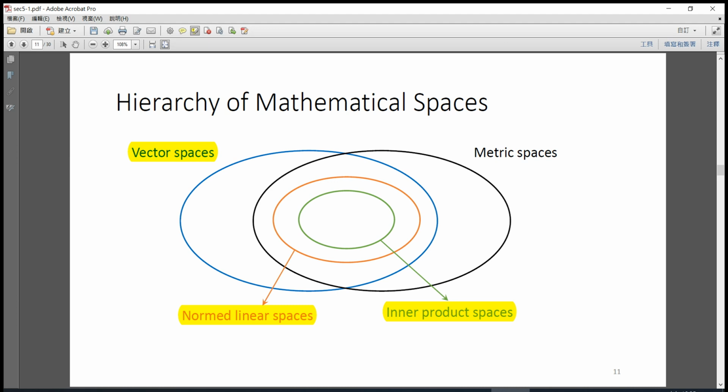We will show that every inner product can induce a norm, but not every norm can be induced by an inner product, and therefore inner product space is a subset of the normed linear space. Our textbook does not have this figure, and this figure is introduced here for your information.